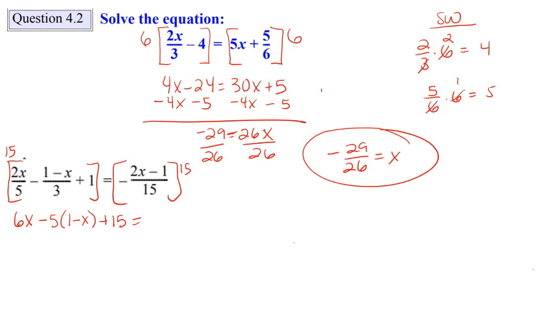Okay, the next one is being negative, and then 2x minus 1. Okay, again, 2x minus 1 is a binomial, so I put it in parentheses. Okay, so now I'm going to distribute.